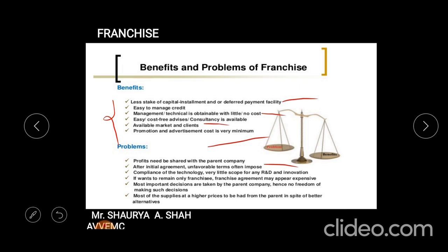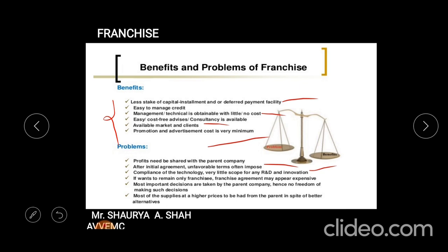Compliance of the technology. Very little scope for any R&D and innovation. You as an owner of the franchise, you cannot innovate or you cannot research and develop, right? Everything is to be followed as per the norms and the policies of the franchisor only. So there is little scope for R&D and innovation.